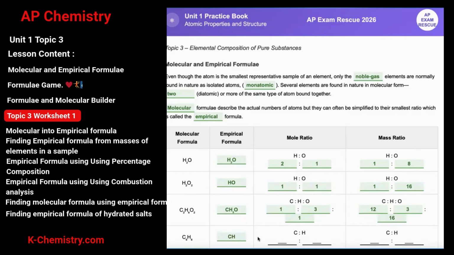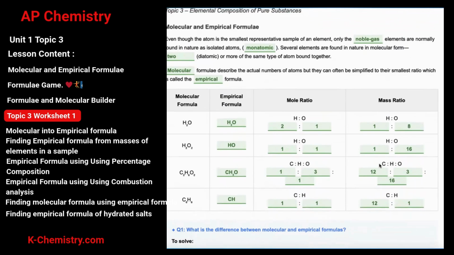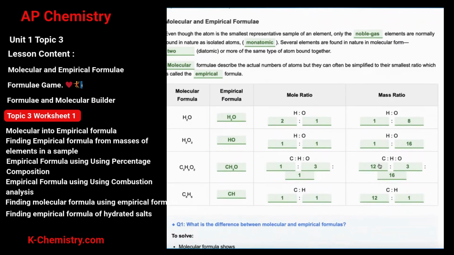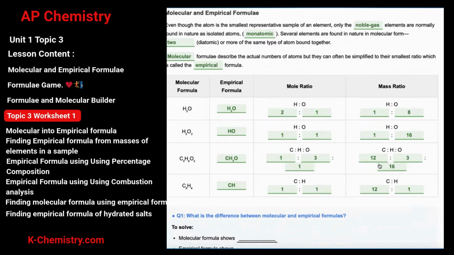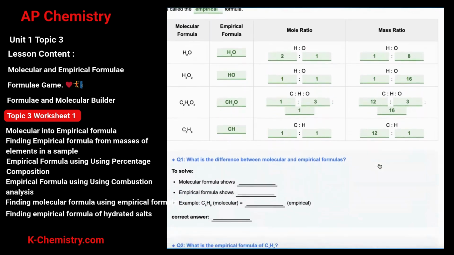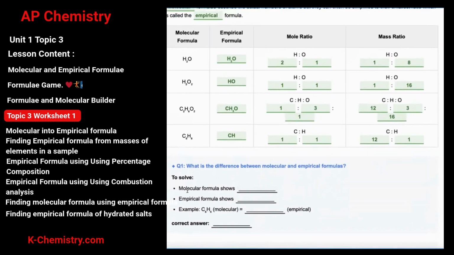This one, the empirical is CH. The ratio is 1:1, so the mass ratio is 12:1. So the mass ratio is actually only the ratio, but written in grams instead of number of moles. So what is the difference between molecular and empirical formula? The molecular formula shows the actual number of atoms. The empirical formula shows the simplest whole ratio.